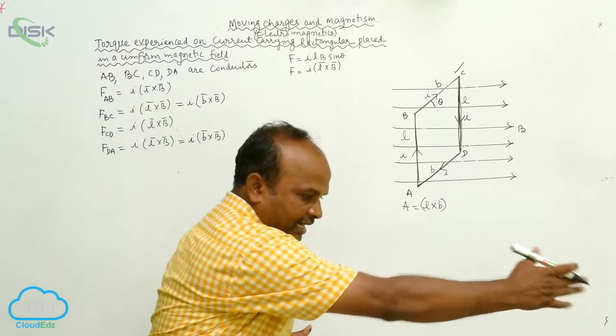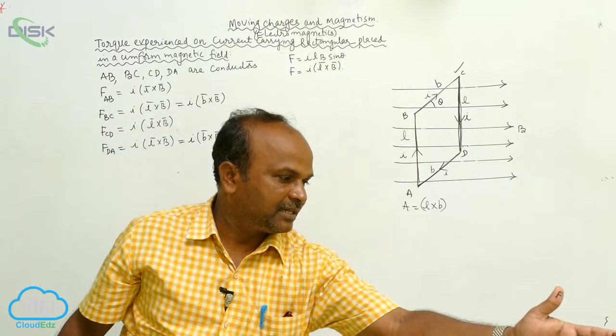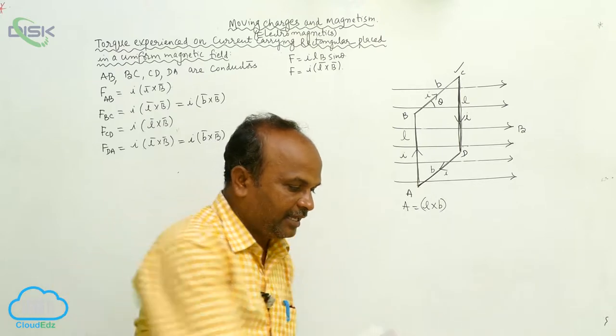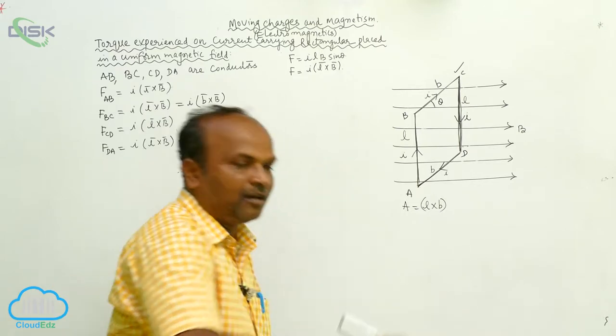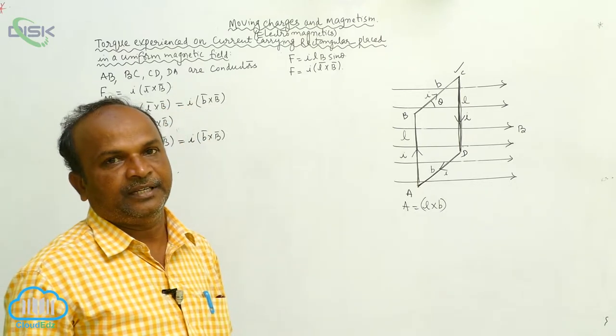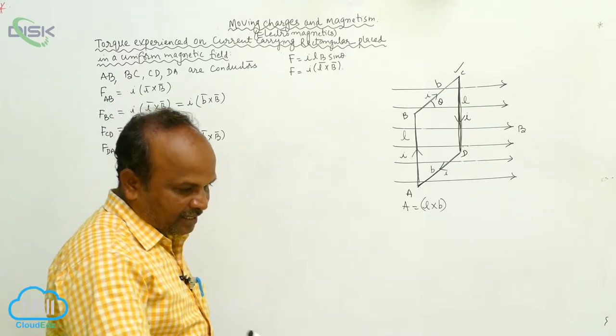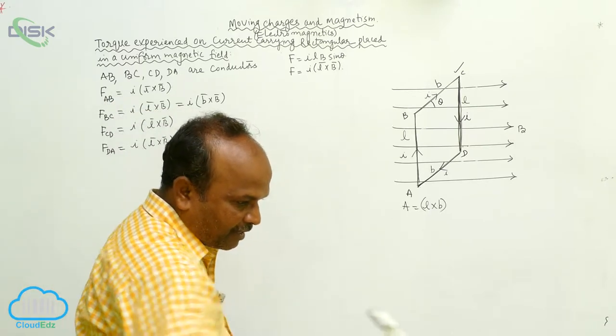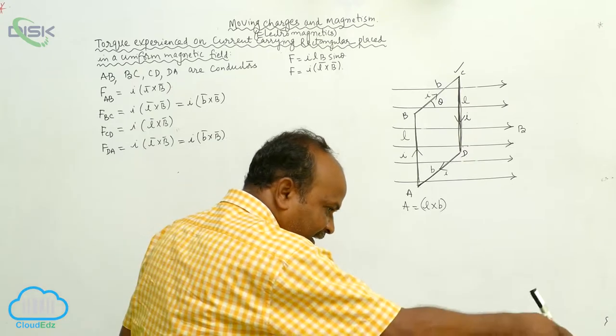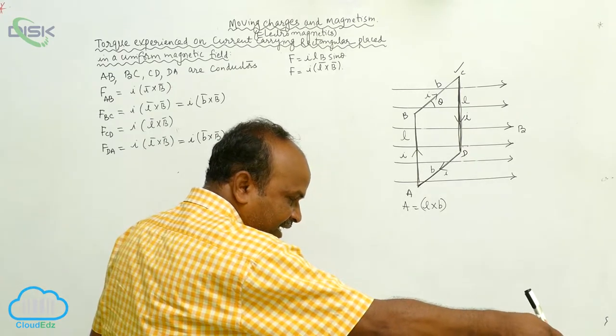The magnetic field is like this, and the coil is like this. Now this coil is making an angle theta with respect to the magnetic field. What is the direction of the current? This is the direction of the current. Now what is the direction of the magnetic field? The direction of the magnetic field is like this.